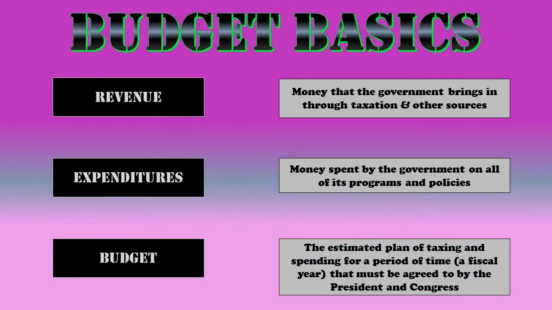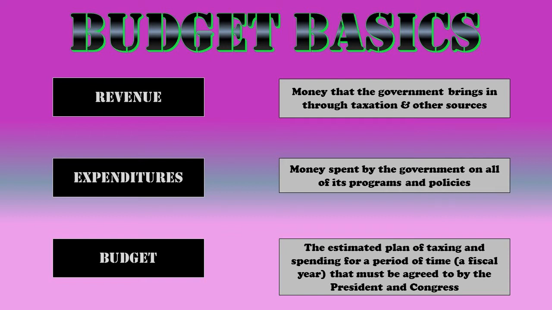All right, so here are the most basic features of the budget. First of all, we've got revenue. When we're talking about the government's revenue, this is the money that the government brings in. Almost all of this comes through taxation, but this can happen in other sources like trade, exports, things like that. But revenue is the money that the government brings in. Expenditures is the money that the government spends. This covers all of its programs and policies. So anything that the government is spending money on would be considered an expenditure. We're going to get into way more details on the different expenditures of the government.